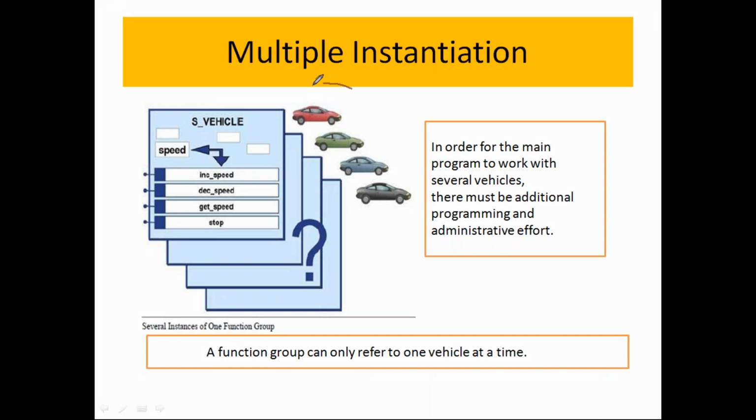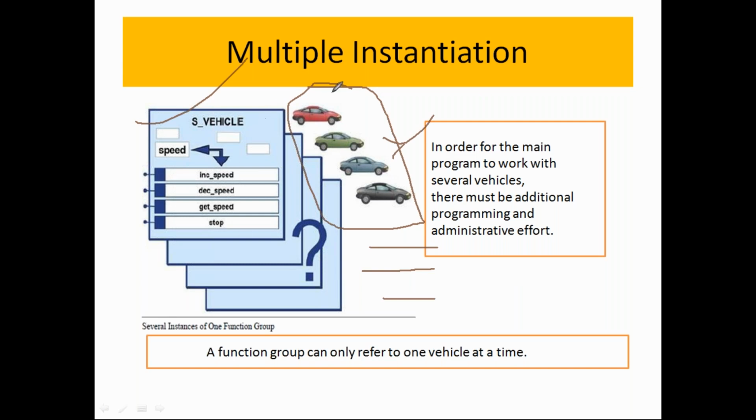If you want to have many vehicles of the same type, it's not possible, because I cannot create an instance for the function group, guys. That's all. For a function group, I cannot create an object. I cannot create an instance. It is only one copy. You cannot have multiple things.